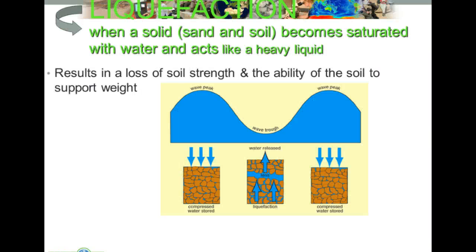Now, liquefaction is when a solid, in this case sand and soil, becomes saturated with water, and because of that acts like a really heavy liquid. Something like mud comes to mind as an example. Get this in your notes.